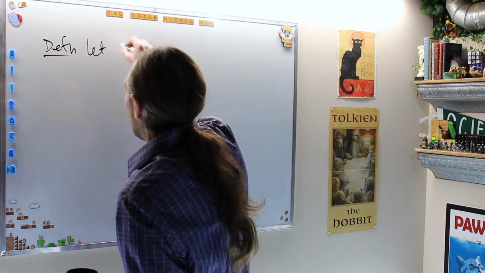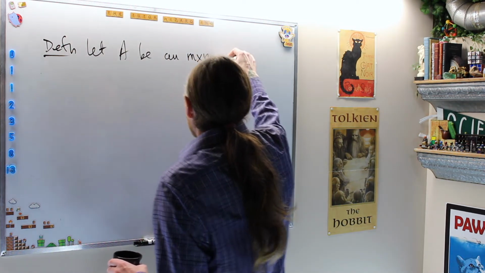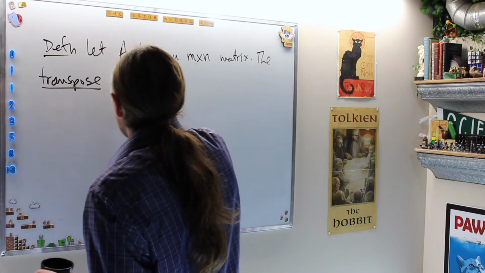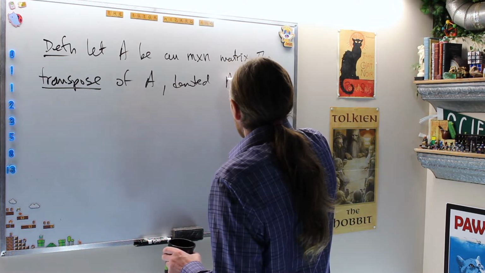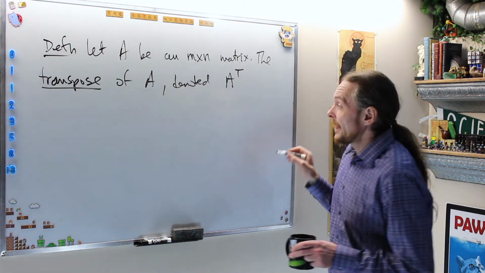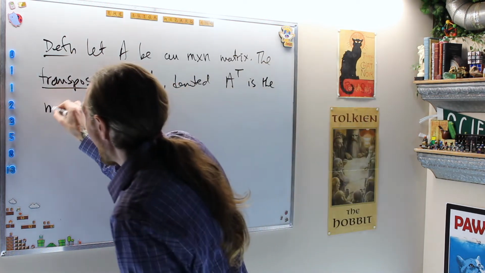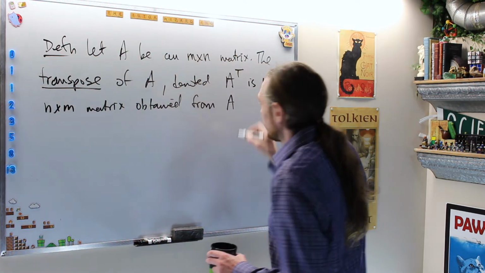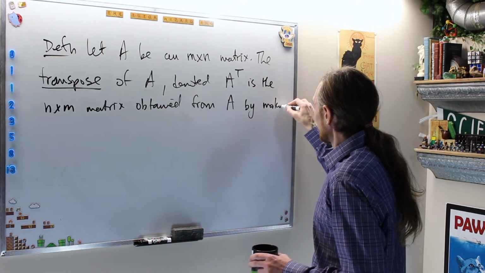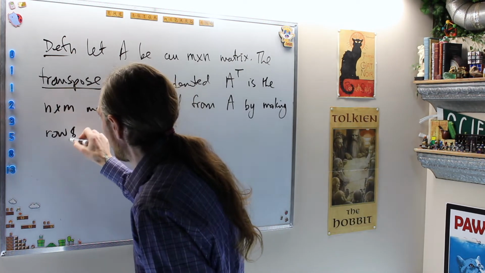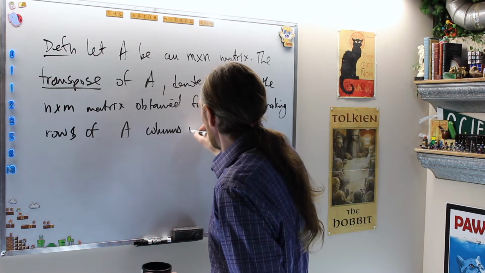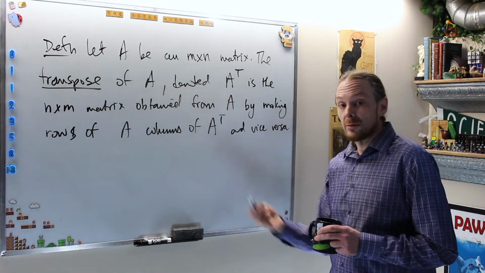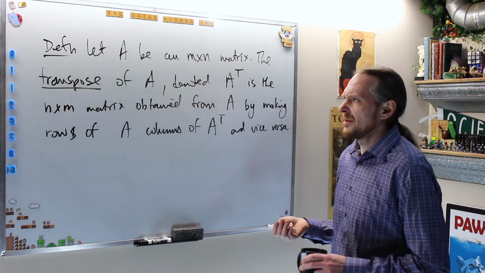Definition: let A be an m by n matrix. The transpose of A, denoted A capital T, it's not an exponent, it's the transpose, is the n by m matrix obtained from A by making rows of A columns of A transpose and vice versa, making the columns of A rows of A transpose. So we're interchanging the role of rows and columns of A transpose.